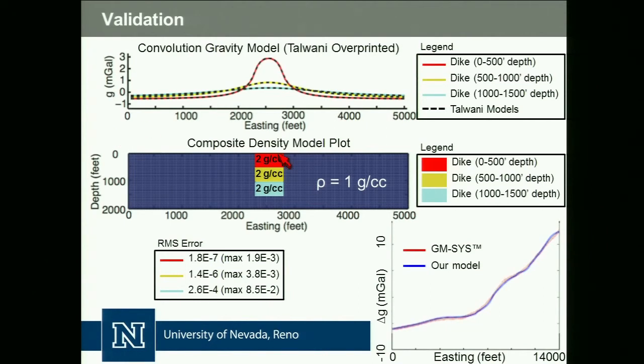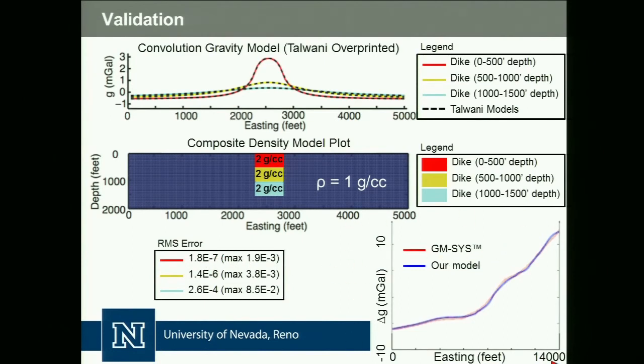What you're looking at here is a composite plot of 3 different gravity profiles. So first, red is this uppermost dike from 0 to 500 feet depth. And then yellow corresponds to the second one and blue to the bottom. Overprinted on those is the corresponding profile calculated by the Talwani method. And you can see our RMS errors are on the order of microgauss, which is within the error of our measurements in the first place. So we felt this was a very acceptable error.